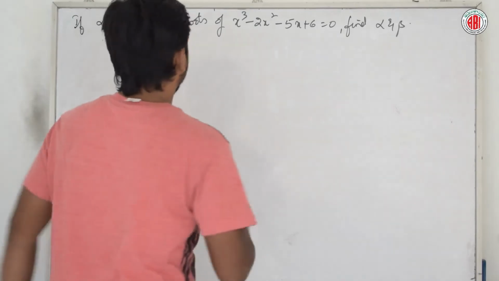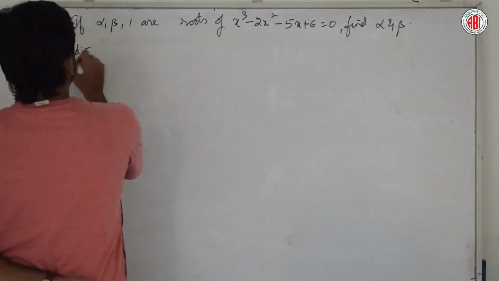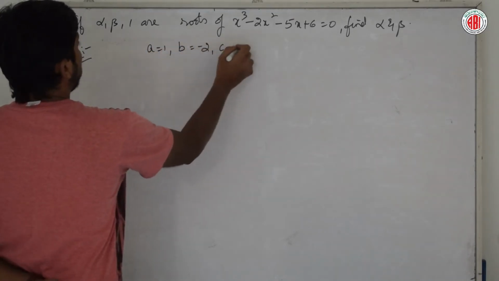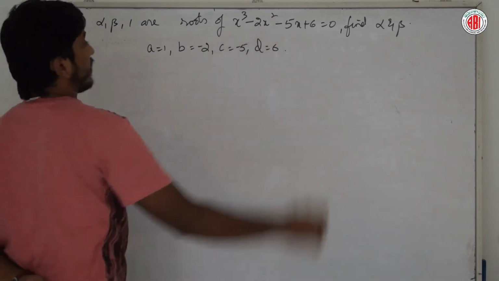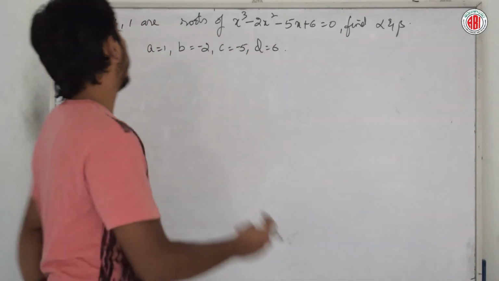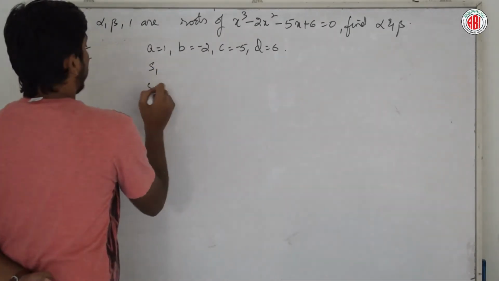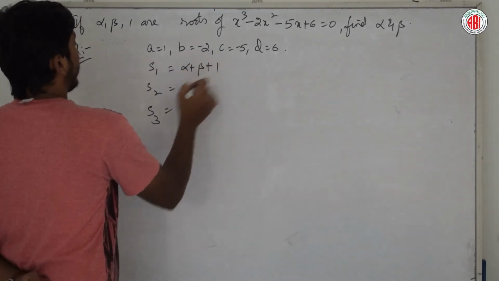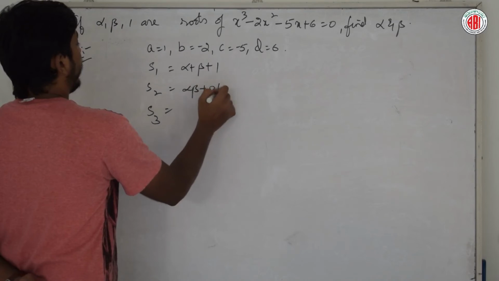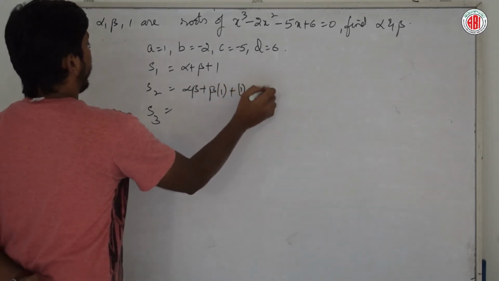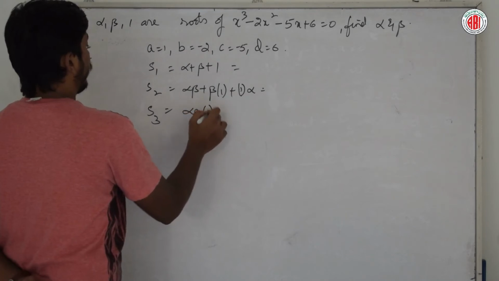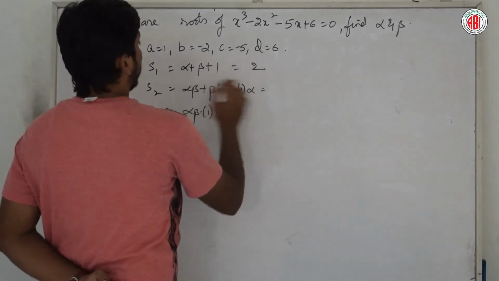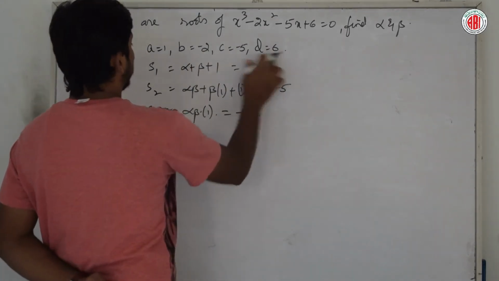So let me first write what is a? 1, b is minus 2, c is minus 5, d is 6. Done. So there are three roots. So I can write S1, S2, S3. That is alpha plus beta plus 1 here, alpha beta, beta into 1 plus 1 into alpha. Here alpha into beta into 1. Is it okay? Now here it is minus b by a, here it is c by a, and here it is minus d by a.